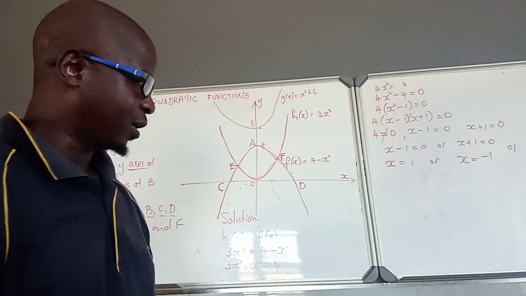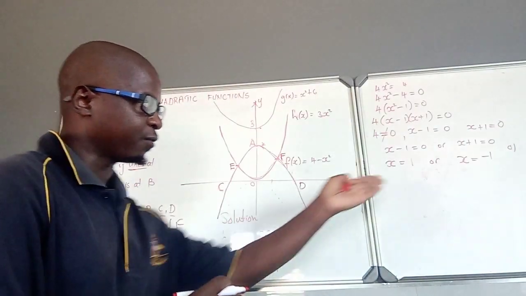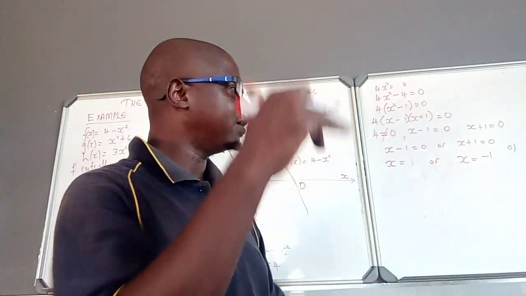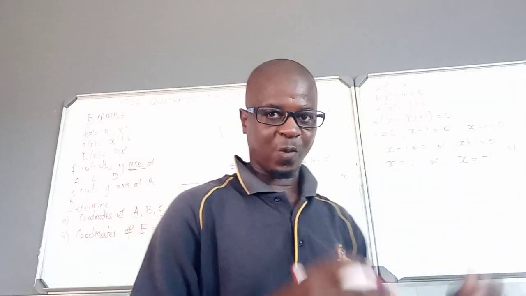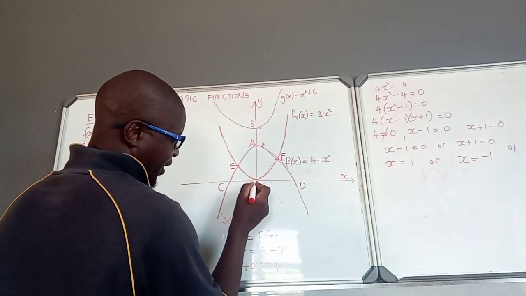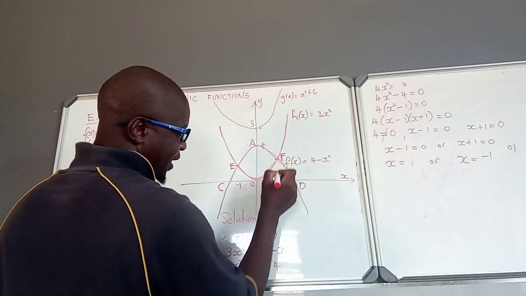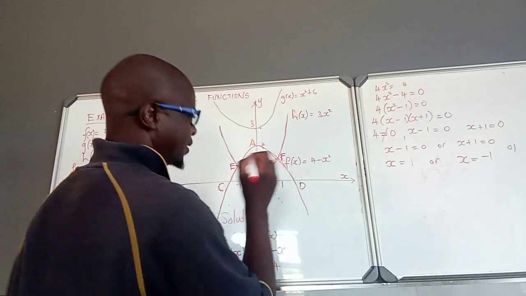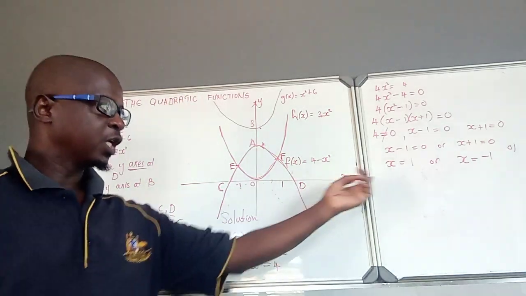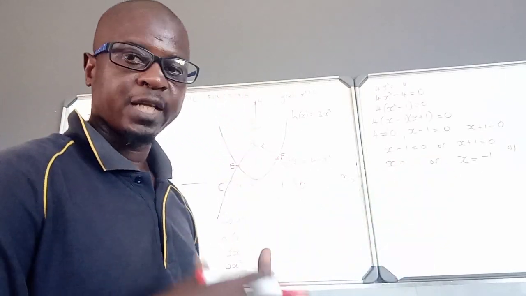Now at this stage I now have the values of x. It means I've got x is equal to plus 1, and x is equal to minus 1. In other words, what that means is with regards to x, this is minus 1, and here is plus 1. So since we are being asked to find the coordinates, x does not stay, x is equal to 1, it's only an x value.